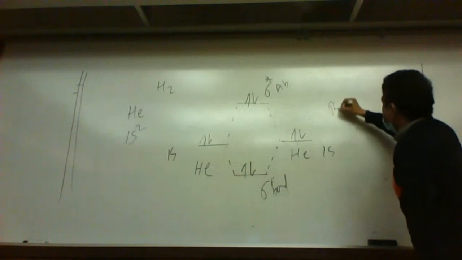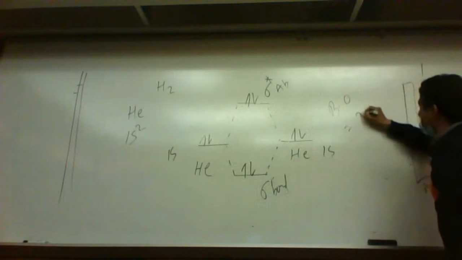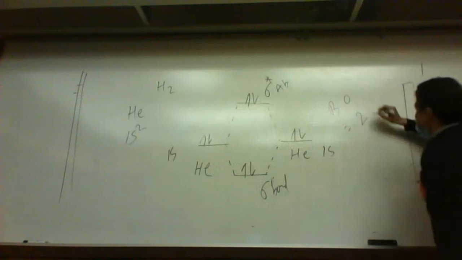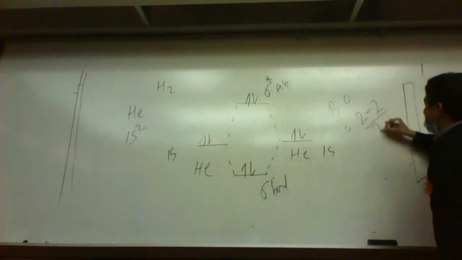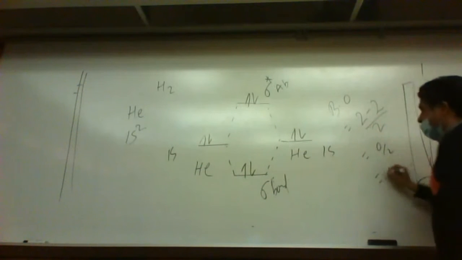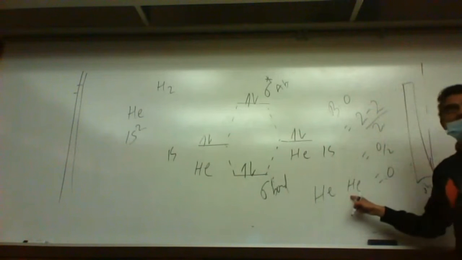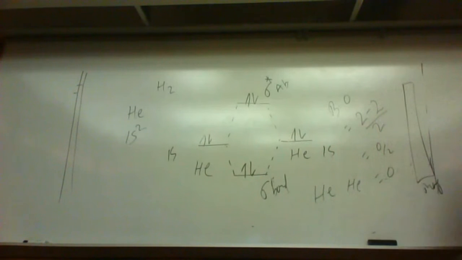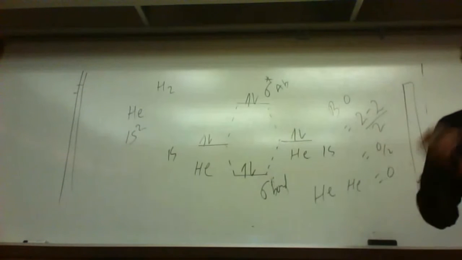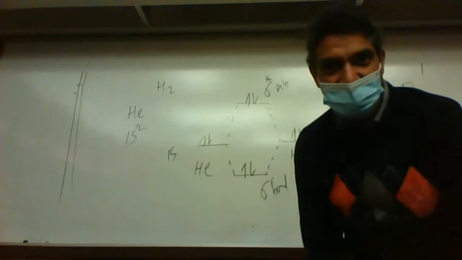So let's calculate the bond order, or how many bonds form between He and He if we do that. Bond order is equal to the number of electrons in bonding, which is 2, minus the number of electrons in anti-bonding, which is 2, divided by 2. So 2 minus 2 is 0. So there is a 0 bond between He and He. Make sense? So you never see He2 because there is no possibility of bonding between He and He.